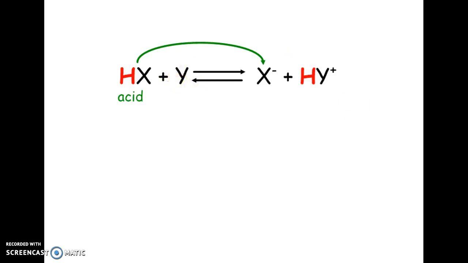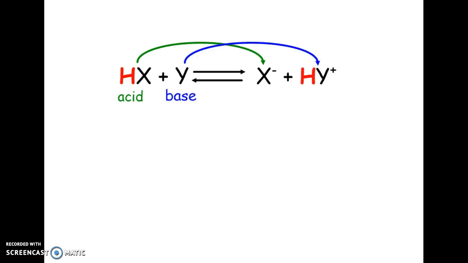HY+ and Y are our other conjugate pair, with Y becoming HY+. And for Y to become HY+, it has to accept the H+ ion, and things that accept H+ ions are bases. So here Y is acting as our base. So notice we'll have one acid and one base on the reactant side.